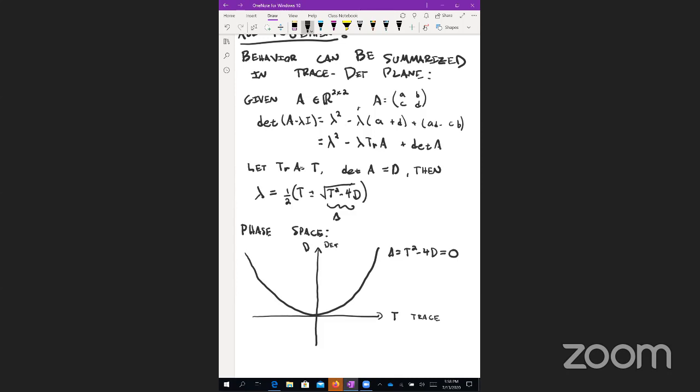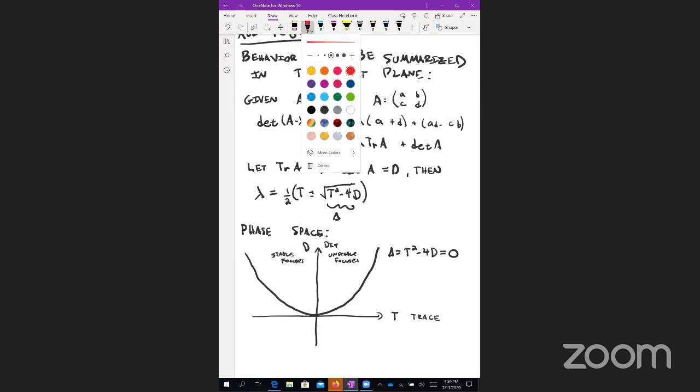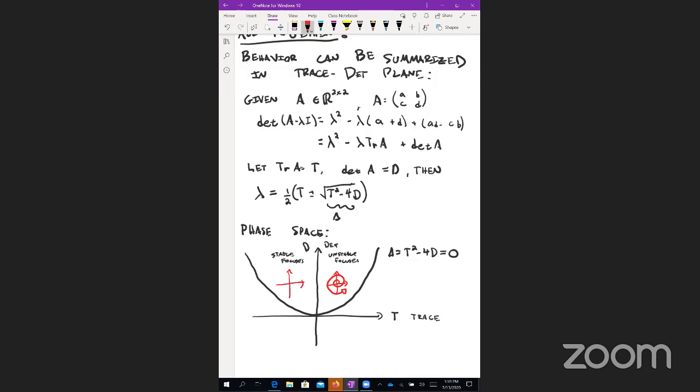these are our unstable focuses. And these are our stable focuses. So these are going to be our, look like this. And these are going to be our stable focuses.